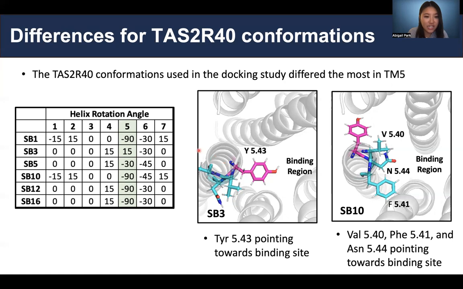For example, in SB3, there's a tyrosine on the 5th helix that's pointed towards the binding site. But in SB10, that same tyrosine is pointed away from the binding region, and instead there's a valine, asparagine, and a phenylalanine pointed towards the binding site.